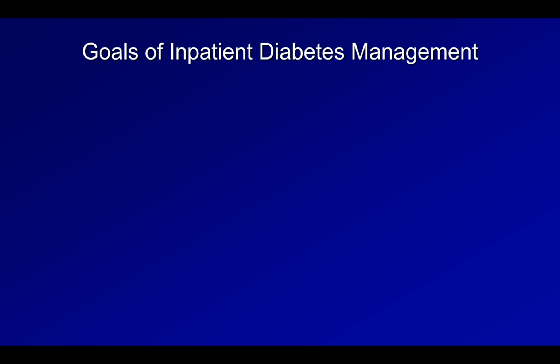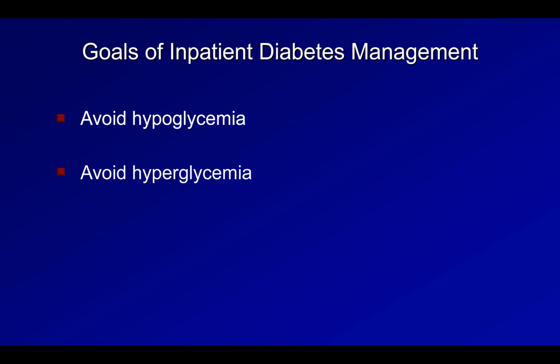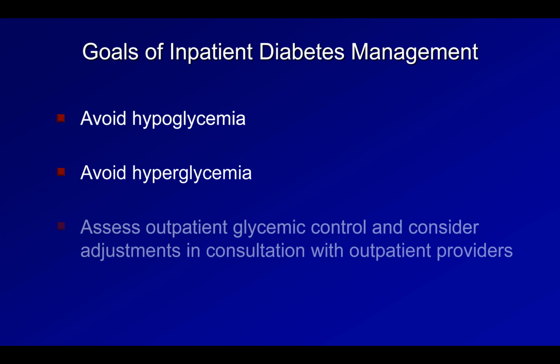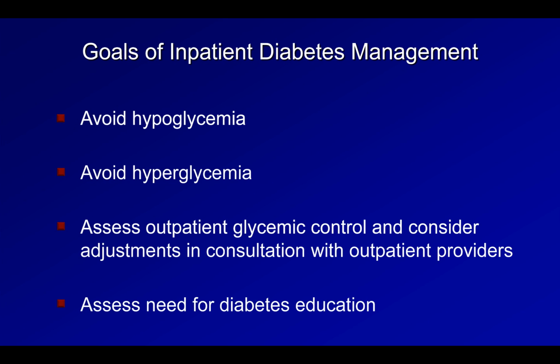The goals of inpatient diabetes management are first and foremost to avoid hypoglycemia, which in the short term is much more dangerous than hyperglycemia. Second, to avoid hyperglycemia. Next, to assess outpatient glycemic control and consider adjustments in consultation with outpatient providers. And finally, to assess the need for diabetes education, which can be performed in the hospital while the patient is a captive audience with plenty of time.